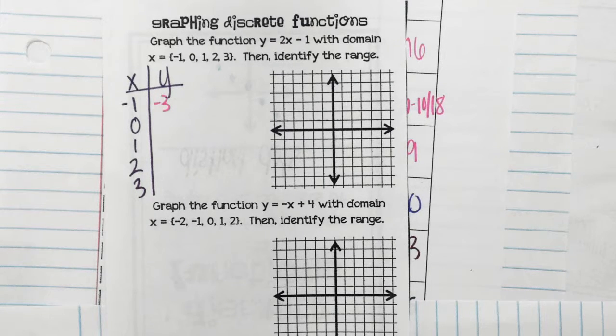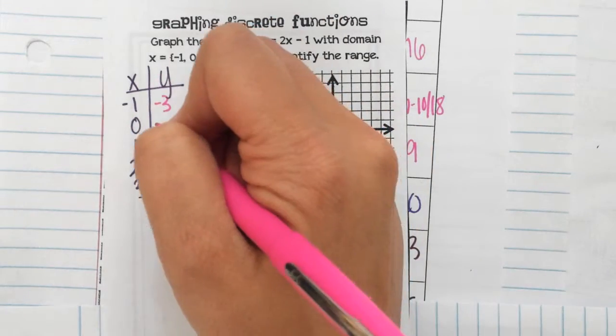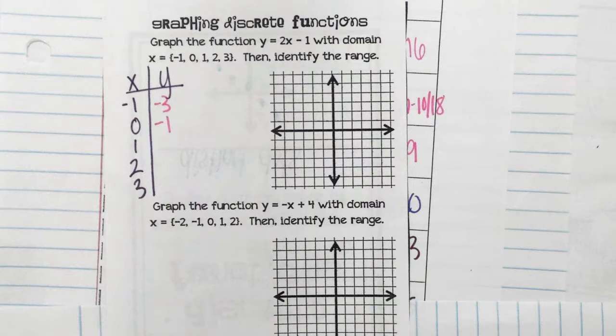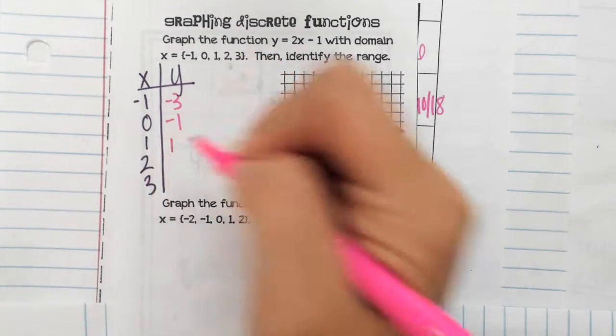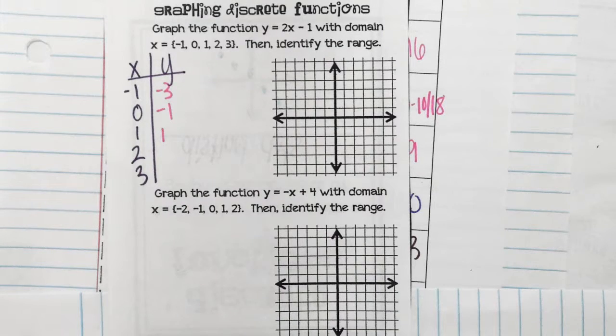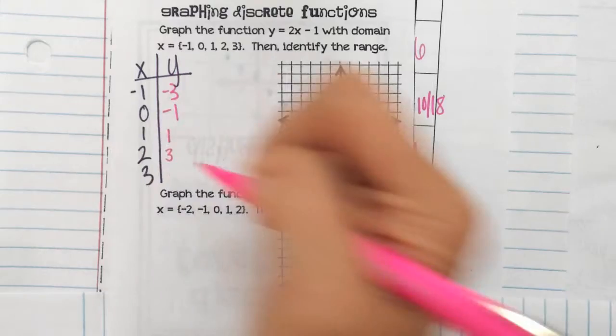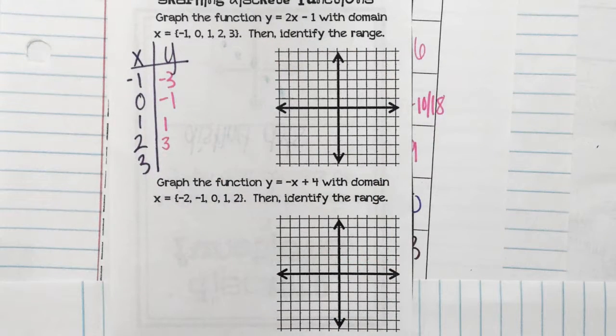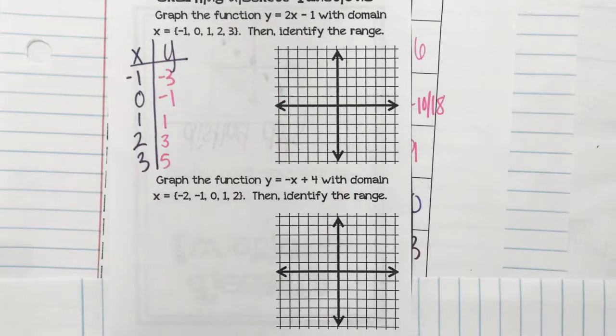Okay, let's plug in 0. What's 2 times 0? And what's 0 minus 1? Awesome. Alright, let's plug in 1. What's 2 times 1? And what's 2 minus 1? Awesome. Let's plug in 2. What's 2 times 2? 4 minus 1 is? And last one, let's plug in 3. What's 2 times 3? And 6 minus 1? Dun, dun, dun, dun. That's how you use a t-table.